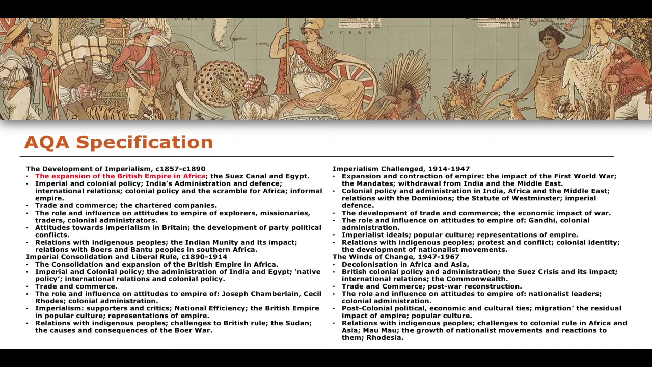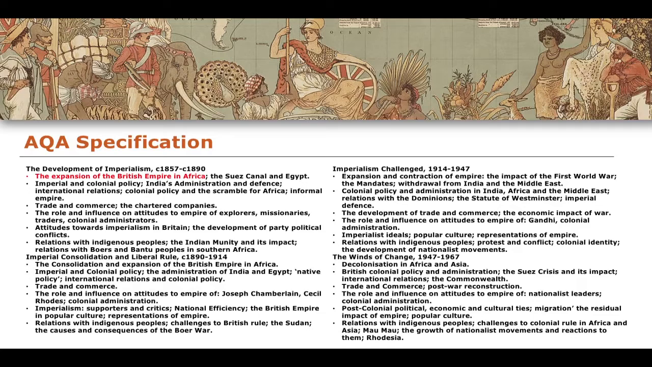Like I said, it's broadly defined into 4 distinct chapters. The first chapter is the development of imperialism from 1857 to 1890. There is also the second chapter, which is imperial consolidation and liberal rule. This takes us from the 1890s all the way to the beginning of the First World War in 1914. We will then start to talk about the challenges to the British Empire and imperialism between 1914 and 1947. This takes us from the beginning of the First World War to the end of the Second World War and the end of the mandate periods post World War II as well.